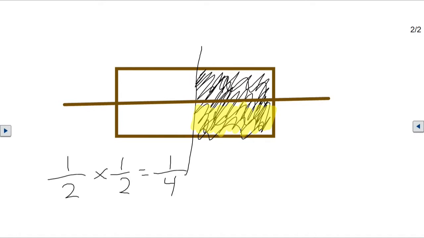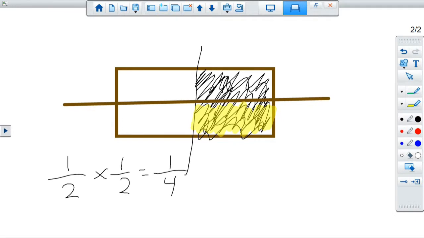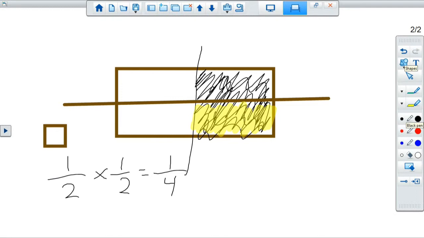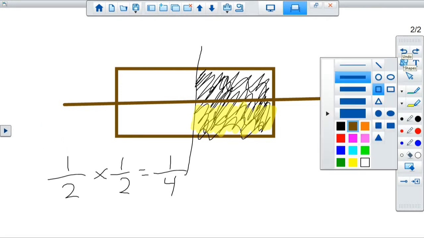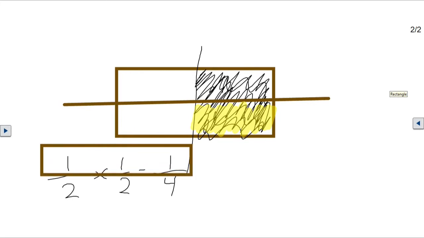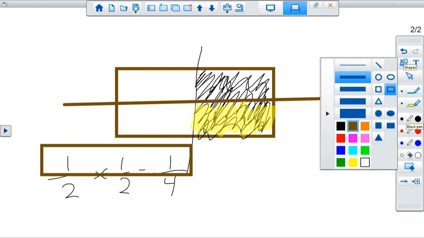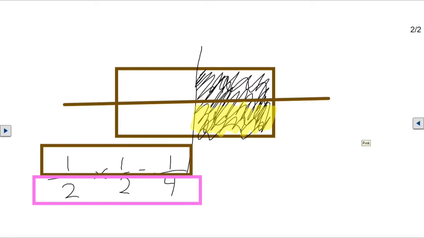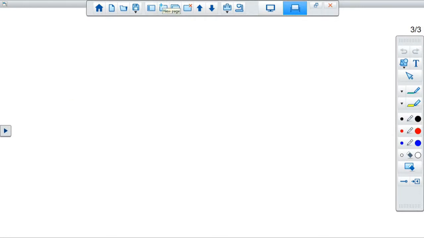Now, if we look at what pattern we see, what we should notice is that if I look at my numerators, 1 times 1 is 1. So I'm really just multiplying my numerators. Same thing is true with my denominators. If I look at my denominators, 2 times 2 is 4. So when we multiply fractions, we're just going to multiply the numerators and multiply the denominators. Let's look at one more example of that.